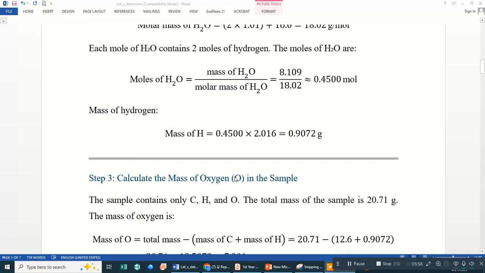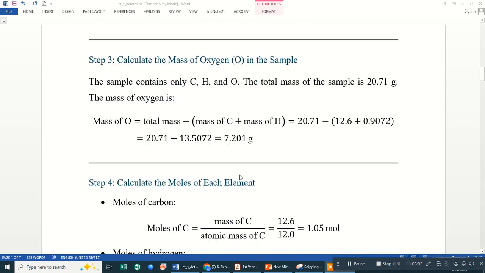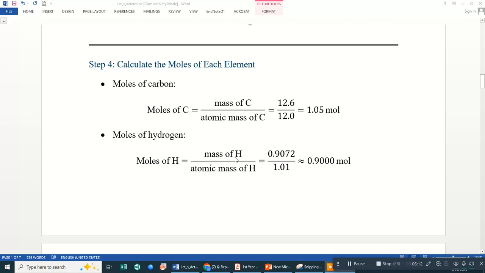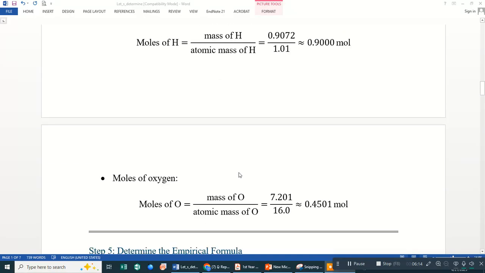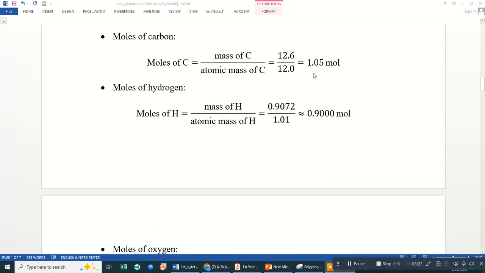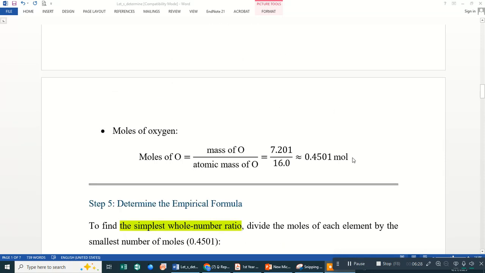We calculated the mass of carbon, mass of hydrogen, and mass of oxygen. Use these masses to calculate the number of moles. Number of moles of carbon is mass of carbon divided by atomic mass of carbon, number of moles of hydrogen is mass of hydrogen divided by atomic mass of hydrogen, and number of moles of oxygen is mass of oxygen divided by atomic mass of oxygen. Number of moles of carbon is 1.05 moles, hydrogen 0.9 moles, oxygen 0.45 moles.